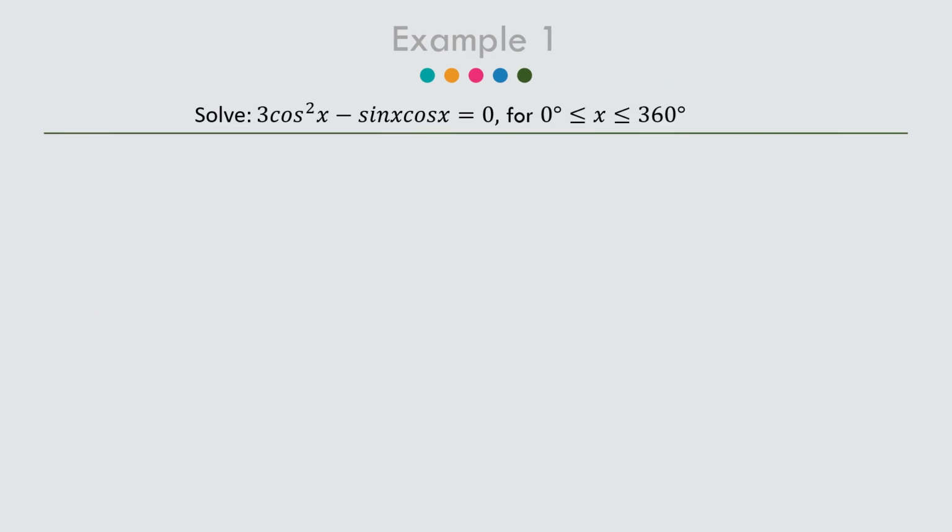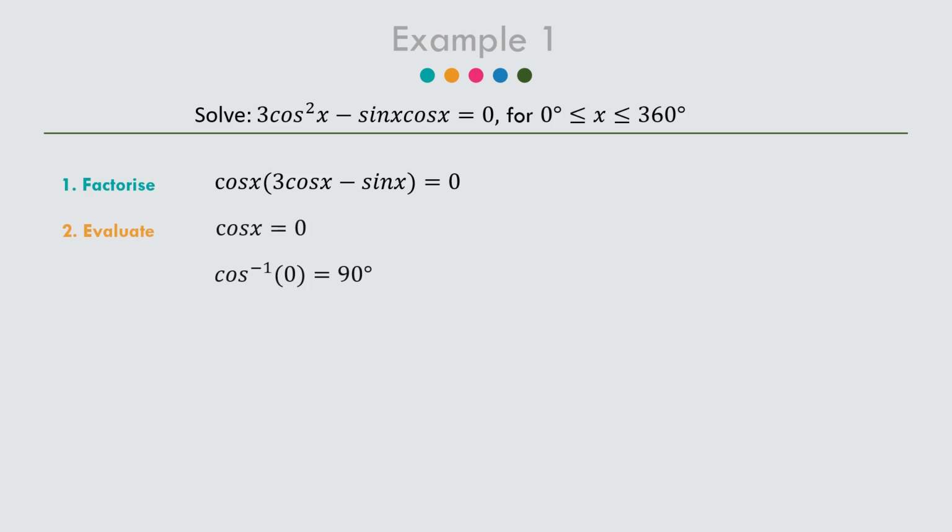Let's start with example 1. We need to solve 3 cos squared x minus sine x cos x equals 0 for the range 0 degrees to 360 degrees. Step 1 is to factorise. Once we have factorised, we can then go on to evaluate it. It is obvious that cos of x must equal 0 for the rest of the equation to also equal 0. Knowing this, we can take the inverse of cos.